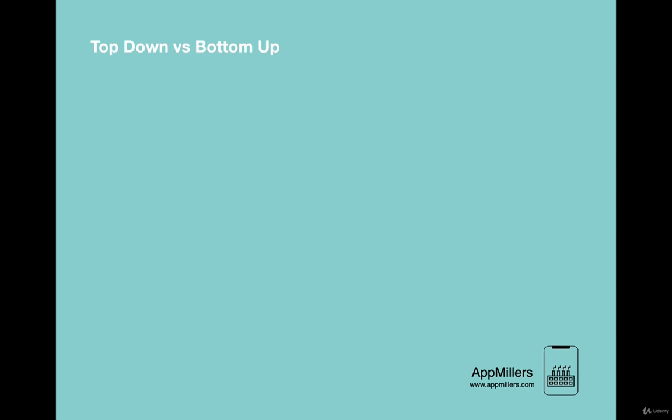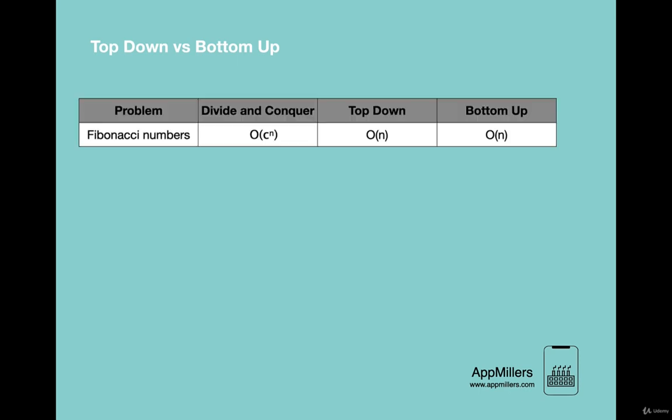Now in this lecture we are going to compare the top-down approach with the bottom-up approach. Before comparing them, let's look at the Fibonacci series problem and see how this is different in the case of bottom-up and top-down problems and in the case of divide and conquer problems. If we calculate the Fibonacci series using dynamic programming, either top-down or bottom-up, the time complexity improves. So solving this problem is very time efficient.